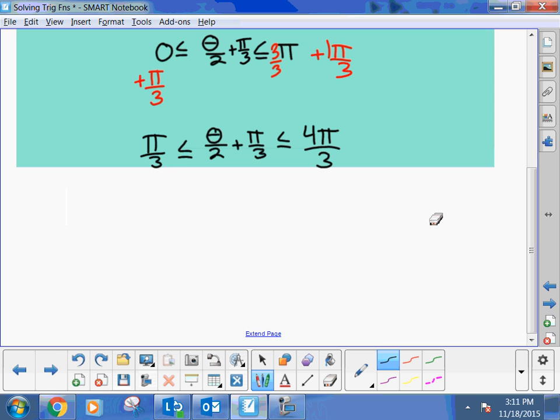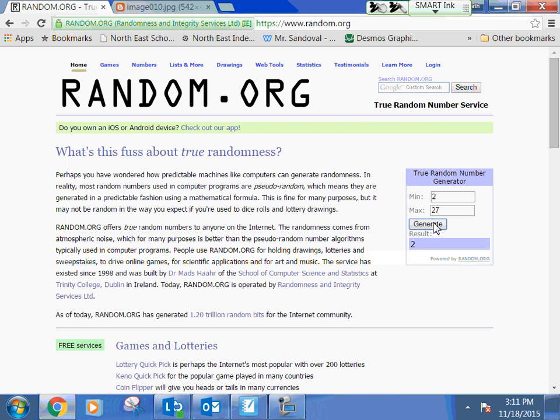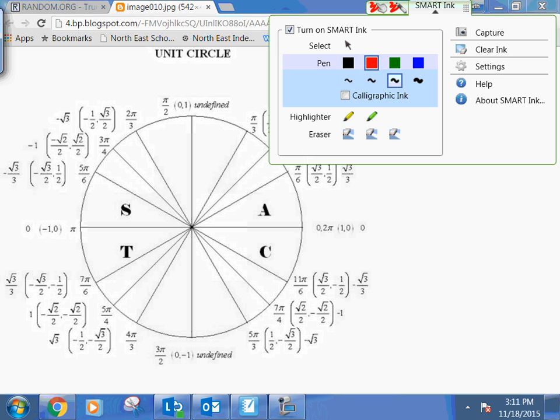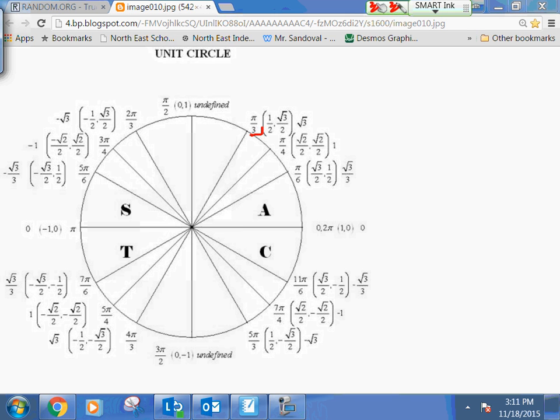Now, let's bring up the unit circle so we can share it. In this case, Alex, what were you able to share with me? It starts at pi over 3. Good. All right. That's actually pretty good. This is what Alex is saying. It starts here. He says it ends here.